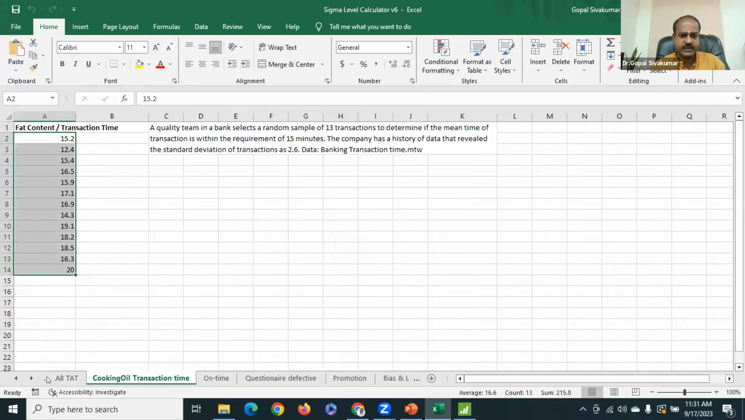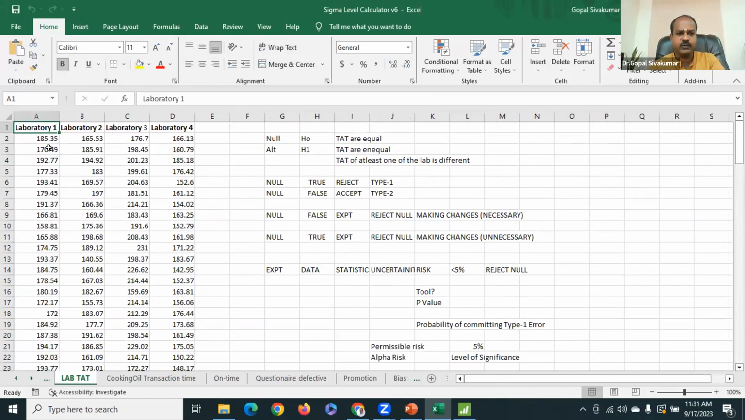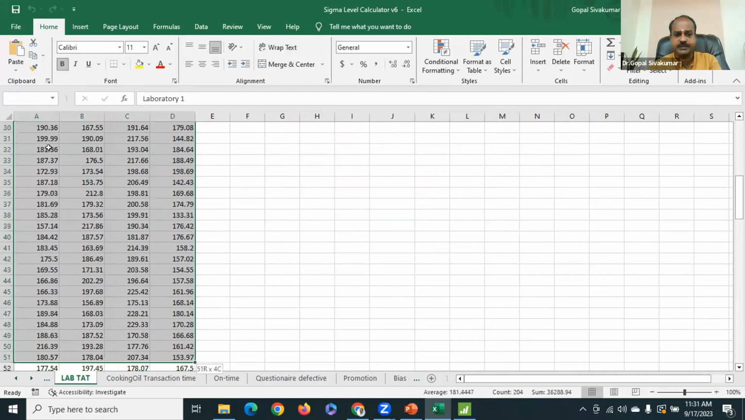The transaction time is available. Here is the turnaround time data. Can you see my data now? Laboratory 1, laboratory 2, laboratory 3, laboratory 4. Let me copy this data.